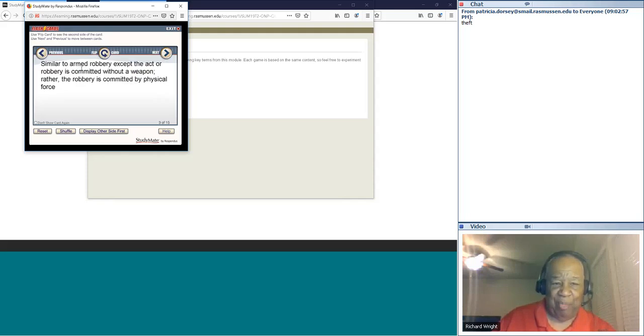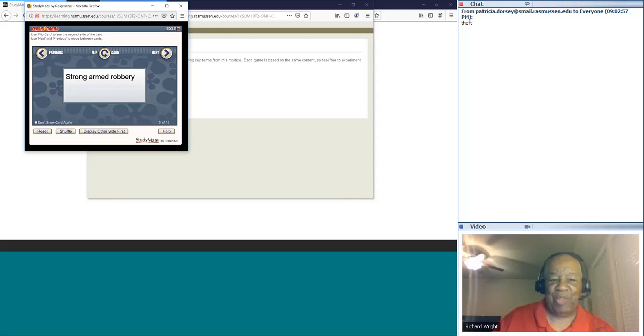Similar to armed robbery, except the robbery is committed without a weapon. Rather, robbery is committed by physical force. What do we call that? As soon as you hear committed by force, you should think in terms of strong-armed robbery. That's what it is. So these are things that can help you to study.